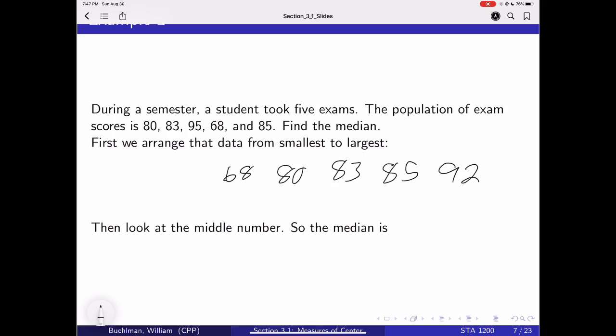Now that they're organized small to large, we ask, do we have an odd number or an even number? Oh, we have an odd number of observations. So it's the middle number, which is this number right here. There's 2 to the left and 2 to the right. So our median here is 83.